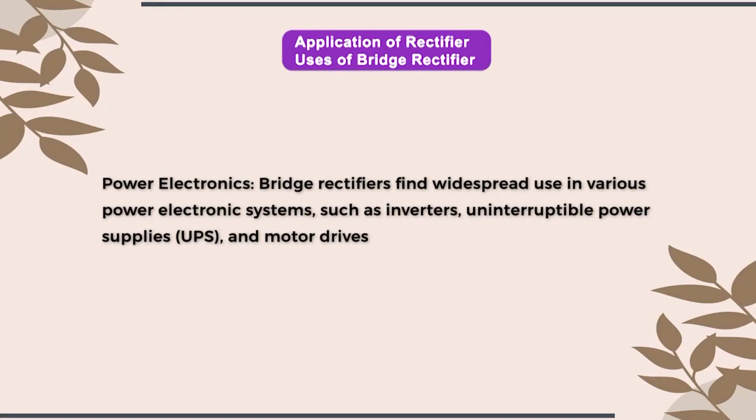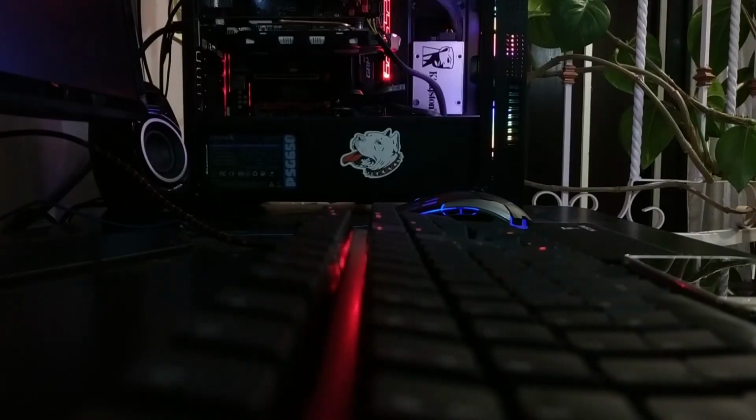The next application is in power electronic circuits. Bridge rectifiers find widespread use in various power electronic systems such as inverters, uninterruptible power supplies, also called UPS, and motor drives. Power electronics means electronic circuits which work on high power ratings. It is called power electronics and not electronics because the power level is in the range of kilovolts and the current rating is in the range of kiloamperes. So the bridge rectifiers are used with power electronic systems.